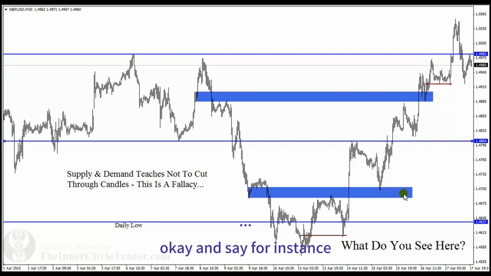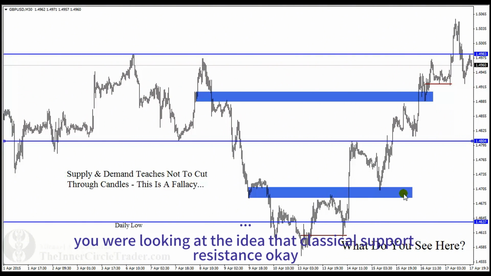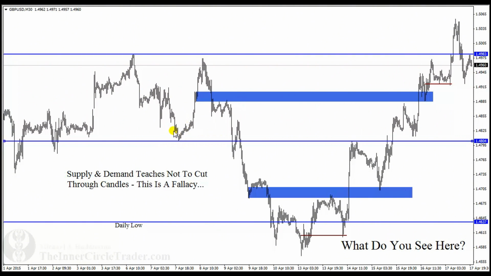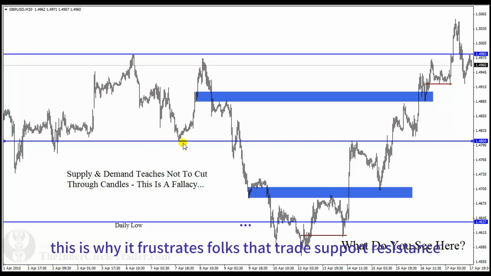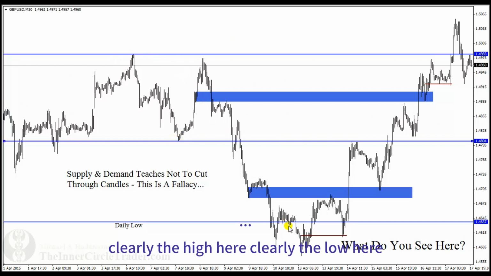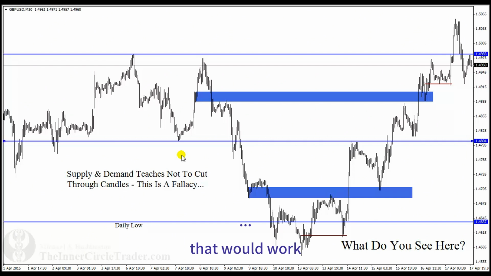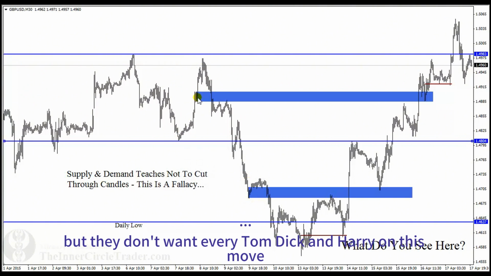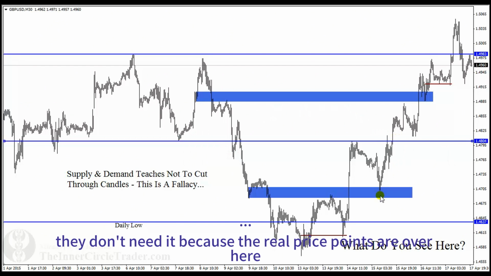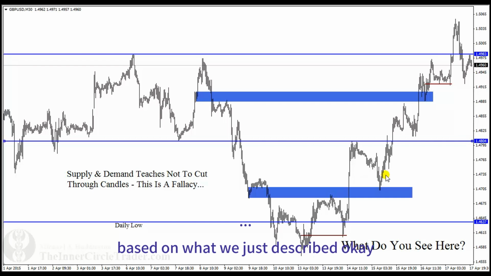But they don't want every Tom, Dick, and Harry on this move. They don't need it because the real price points are over here based on what we just described. So we have a market maker buy profile, and all the price points that I taught in 6 and 7 of this series are respective on the other side of the curve. As you distribute down here, the little blips and buys are going to be reclaimed and responsored on the other side of the turning point. And that's how you identify and map out where those price points are.